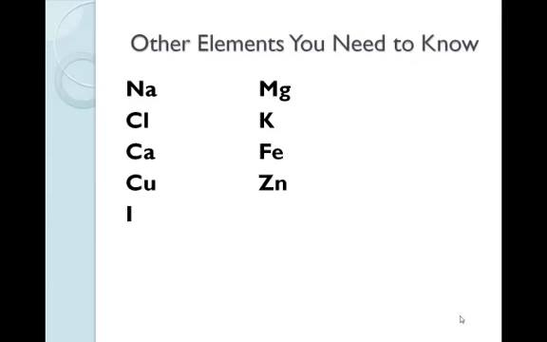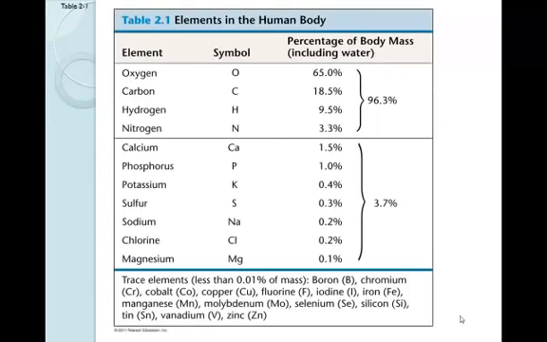There are a few other elements that you should also recognize as important elements in living organisms. These are Na for sodium, Cl for chlorine, Ca for calcium, Cu for copper, I for iodine, Mg for magnesium, K for potassium, Fe for iron, and Zn for zinc. Be sure to learn the abbreviations for these elements, as we will be using the abbreviations in discussing chemical structures.